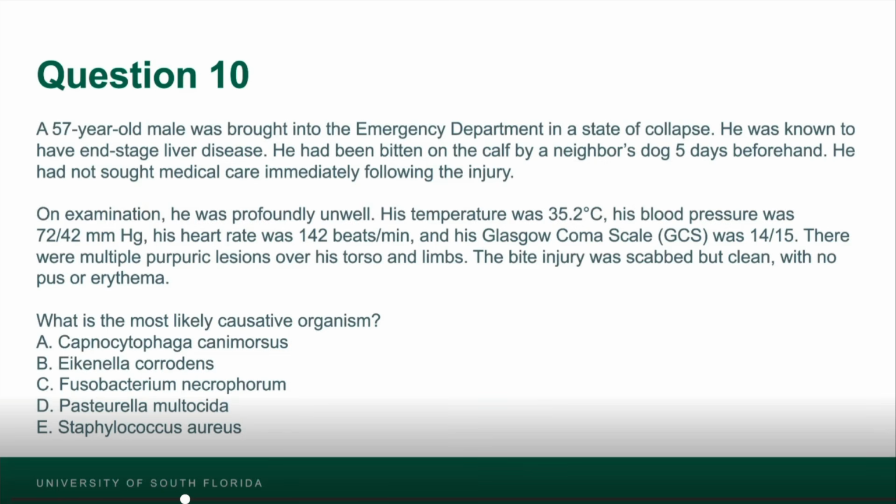He had been bitten on the calf by a neighbor 5 days before. He had not sought medical care immediately. On examination he was profoundly unwell. His temperature was 35.2, his blood pressure was 72/42, his heart rate was 142 beats per minute, and the GCS was 14/15. There were multiple purpuric lesions over his torso and limbs. The bite injury was scabbed but clean, with no pus or erythema. What is the most likely causative organism?